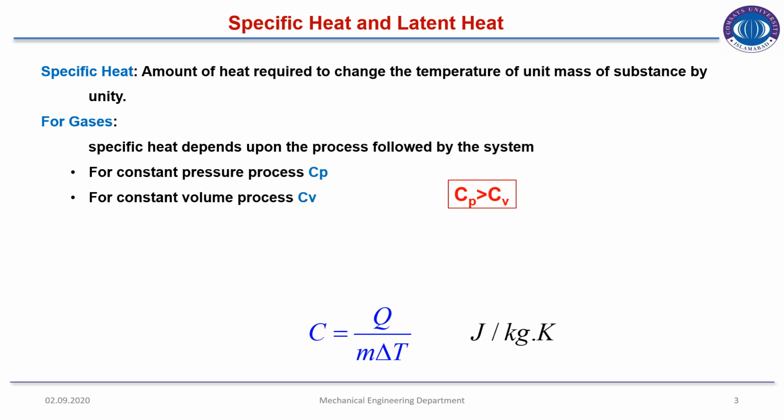Now, you have to remember that specific heat depends upon the process followed by the system. So, for gases, there are two values for specific heat: specific heat at constant pressure and specific heat at constant volume. And you also have to remember that the specific heat at constant pressure is always greater than specific heat at constant volume. For solids and liquids, as they are incompressible, they have only one value of specific heat.